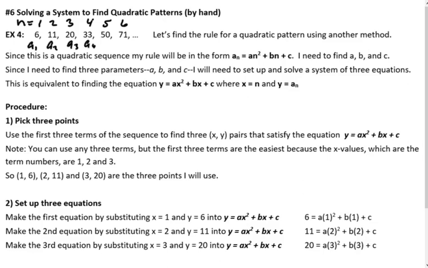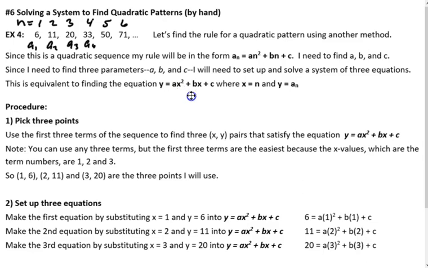Now, I'm trying to find a quadratic sequence with this rule, a sub n equals a times n squared plus b times n plus c, where a, b, and c are constants. I don't know what those three numbers are. This would be the equivalent of trying to find a, b, c in the quadratic equation y equals ax squared plus bx plus c, only y is my a sub n, my term, and x is my term number n.